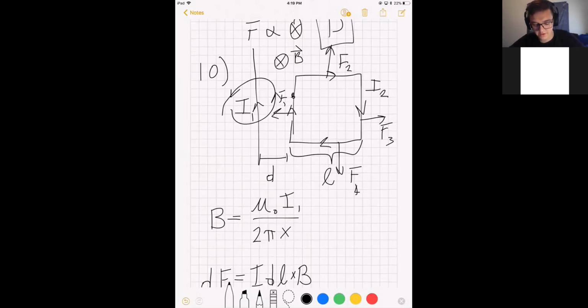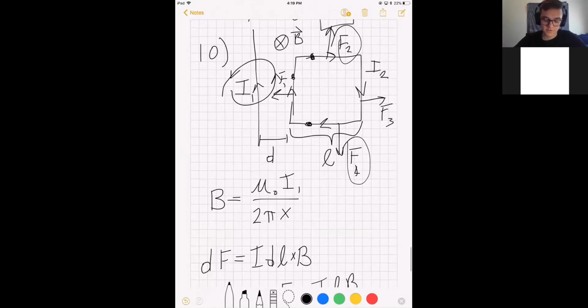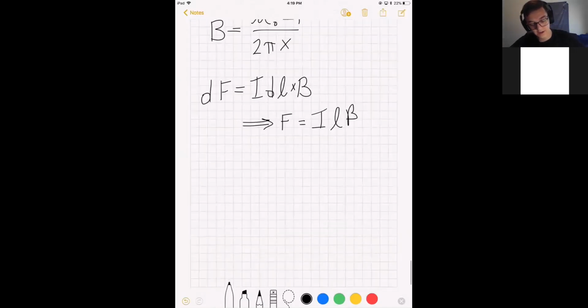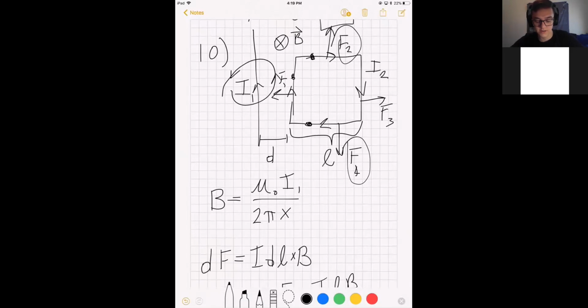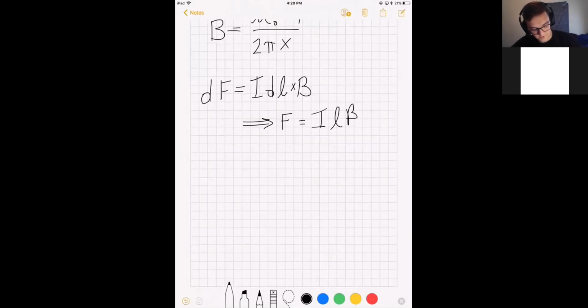Immediately we can see F2 and F4 are going to cancel out, so we can safely ignore those. Every point that I pick right here is going to have an equal point right here that has a force pointing in the opposite direction, so those forces are going to cancel out. So really all we have to do is figure out what F1 and F3 are, and then add those two forces together.